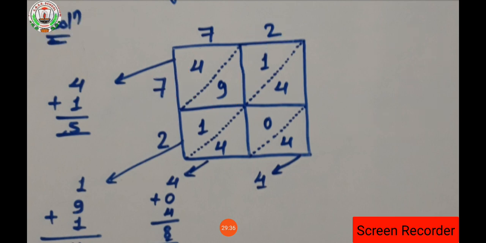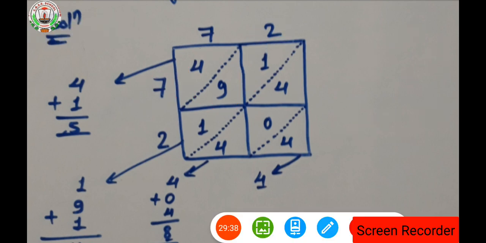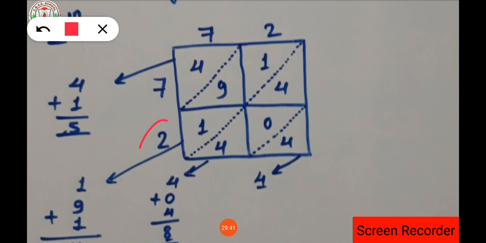Okay. Again in the same way, what you have to do? You have to multiply 2 and 7. That will be again 14. That 14 is written in the form of a diagonal.